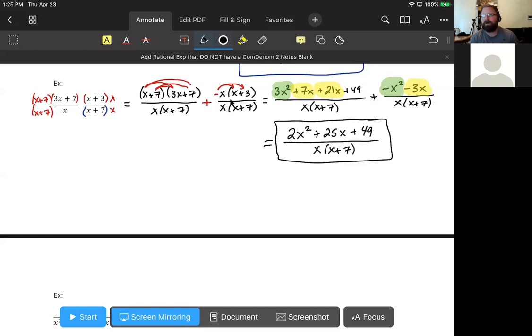I hope this is going well. I know that these are harder problems, and again, this is not an ideal delivery system for instruction, but we're going to get through this, okay? We're going to go on to the next one here.